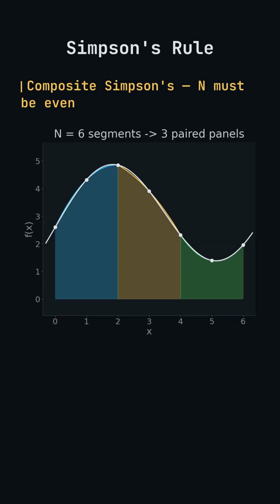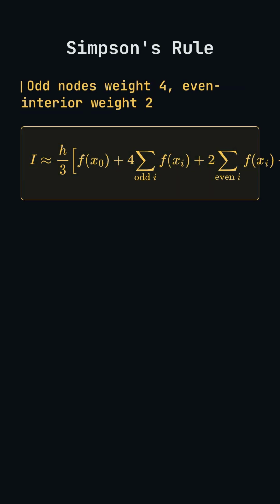Because each panel eats two segments at once, one on each side of its midpoint, the segments have to pair up perfectly. That means n, the total number of segments, must be even. An odd number would leave one segment with no partner. Every odd indexed node, the midpoint of each panel, gets weight 4. Every even interior node, shared between two panels, gets weight 2. The two endpoints keep weight 1.